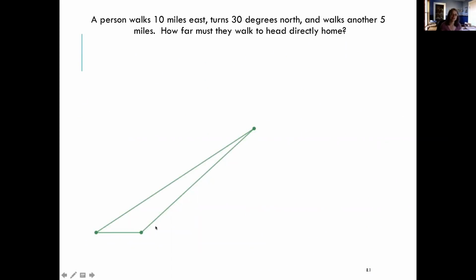Okay, so let's look at this example. This is actually not an unrealistic situation. Someone goes walking and they walk 10 miles east, and then they turn 30 degrees north. So we've got an angle right here of 30 degrees. We know that this is 10 miles. And then they walk another 5 miles. Clearly my triangle is not to scale. Sorry. But how far must they walk to head home? So we're looking for this distance C.